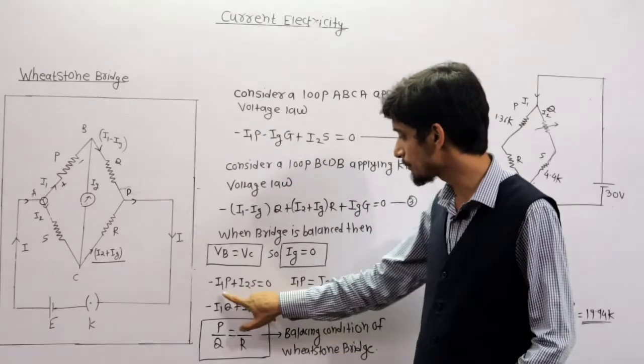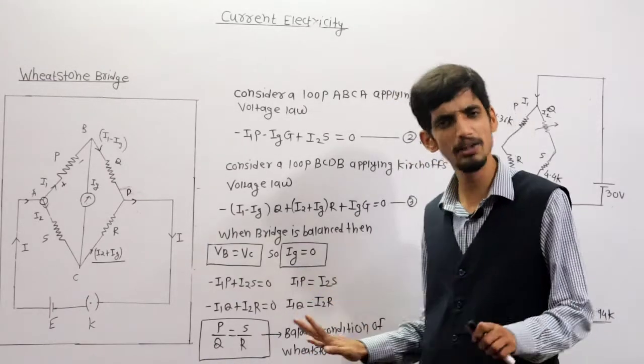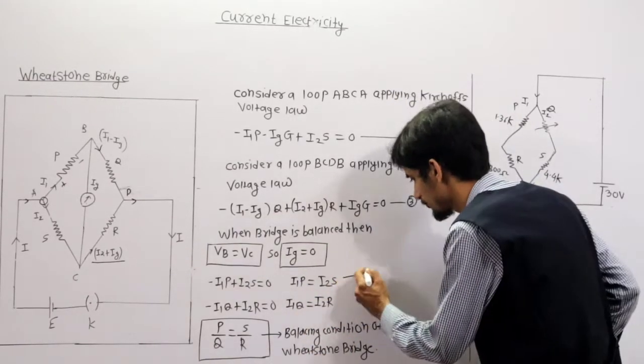So what am I getting? That is, minus I1 into P plus I2 into S is equal to 0, which is I1 into P is equal to I2 into S. It can be written as equation number 4.